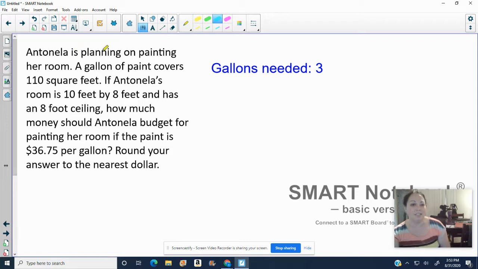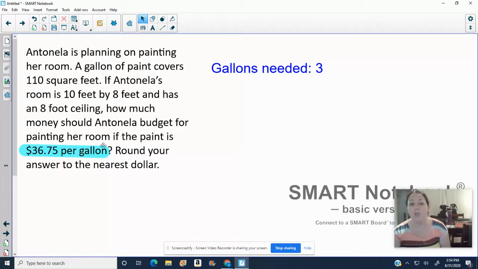It says Antonella is planning on painting her room. A gallon of paint covers 110 square feet. If Antonella's room is 10 feet by 8 feet and has an 8-foot ceiling, how much money should Antonella budget for painting her room if the paint is $36.75 per gallon? Round your answer to the nearest dollar.